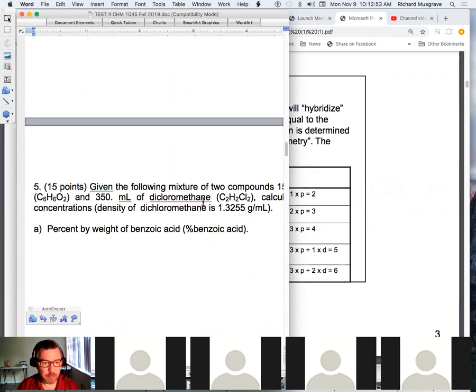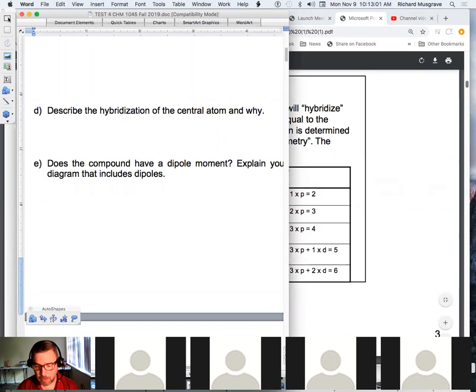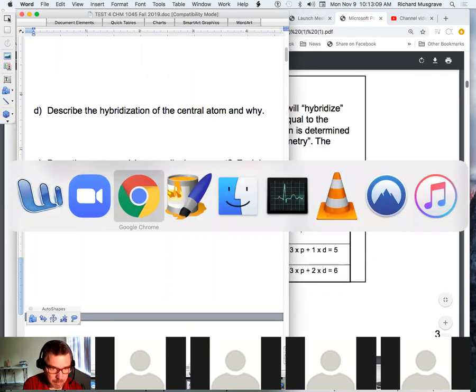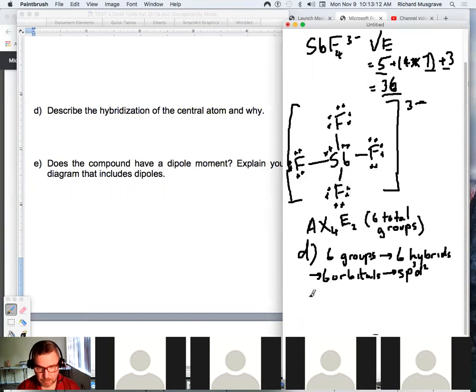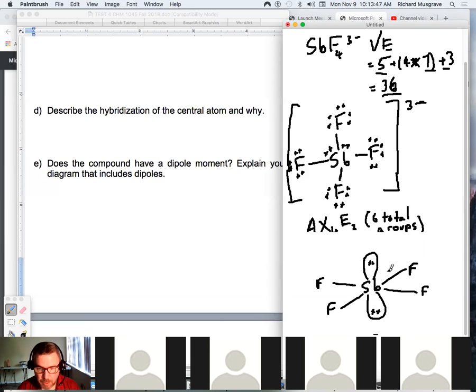So the last thing we need to do once we've got the hybridization is draw a dipole moment. So that's when this diagram is going to come back into play here. I'm just drawing that same diagram as I had before that showed the shape of the atoms. So then I can draw my dipoles.